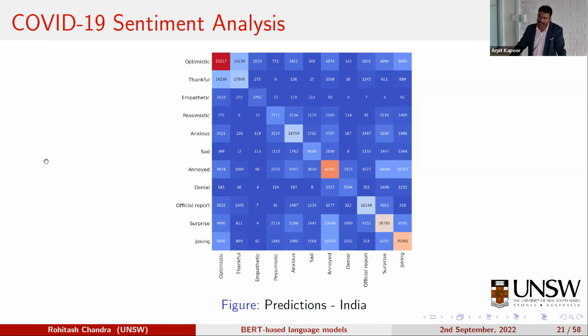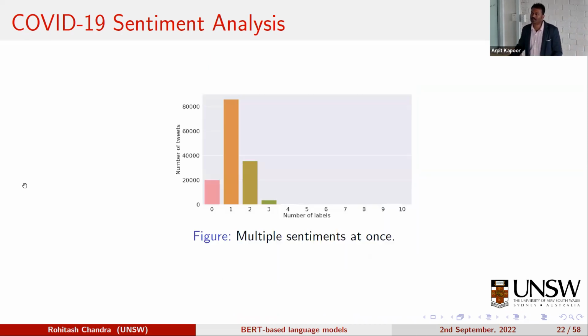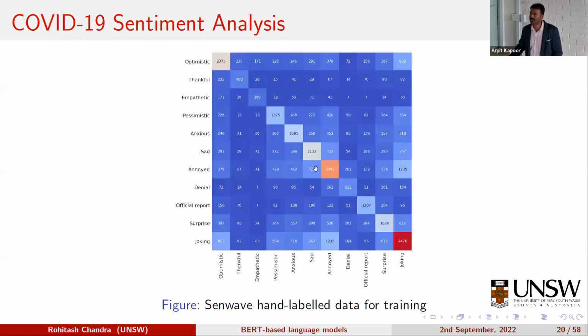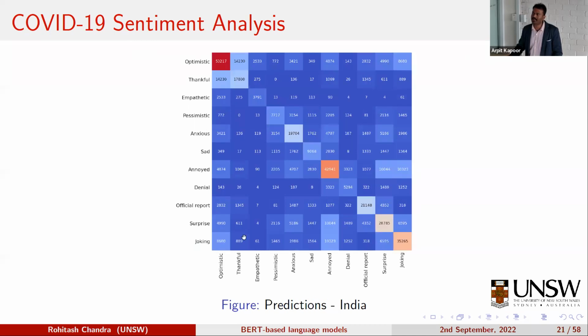The training data set was 10,000 tweets from throughout the world, whereas here we are just focusing on India. This is the training data set throughout the world. If you see the previous one, here they saw optimistic and humor more, and they found less thankful. But in the case of India, people were optimistic and more thankful compared to the average of the rest of the world combined.